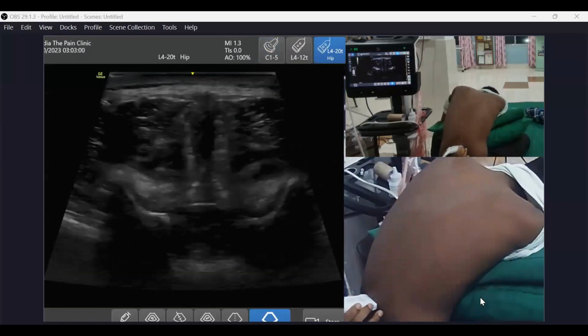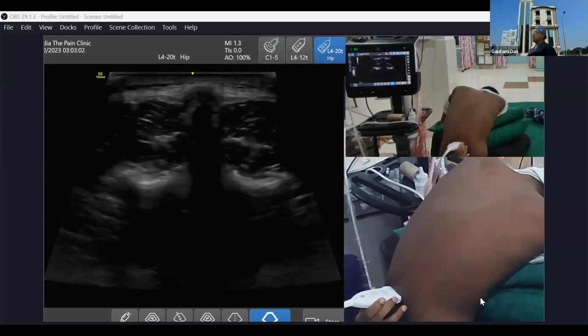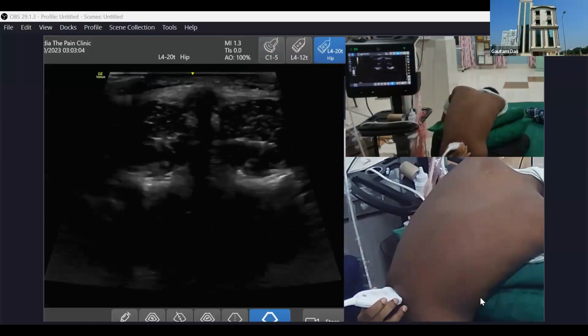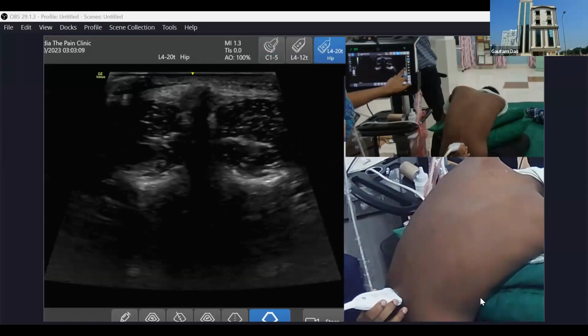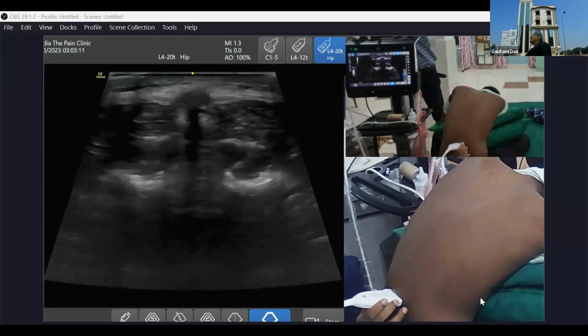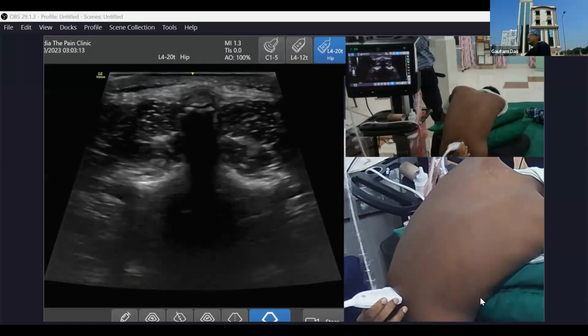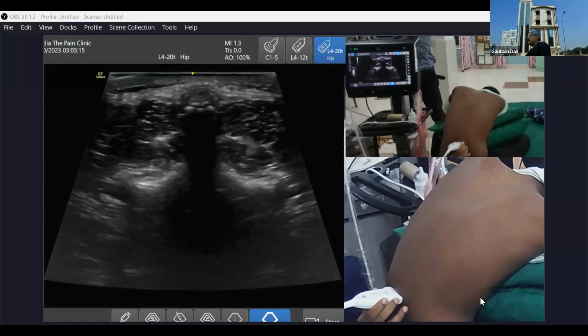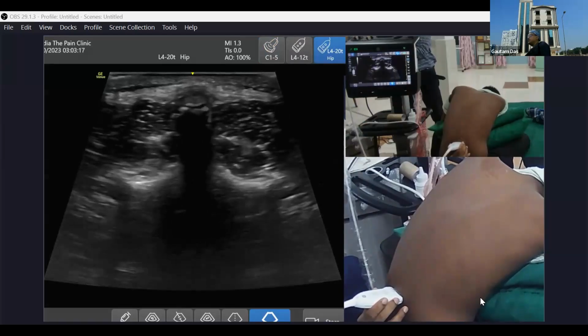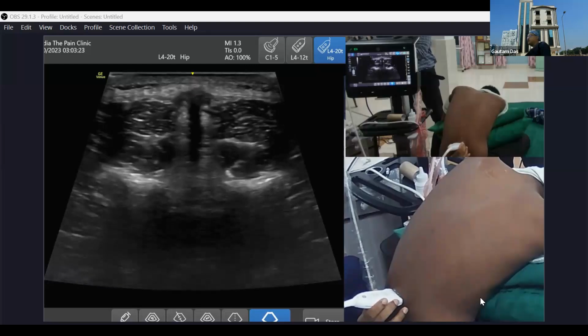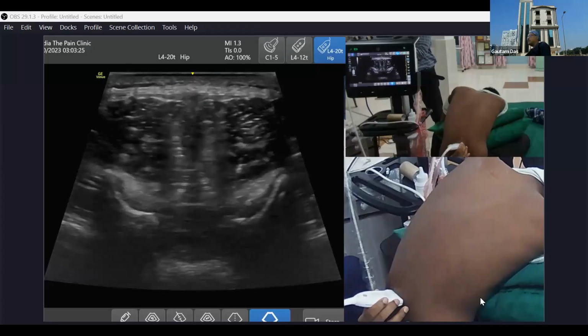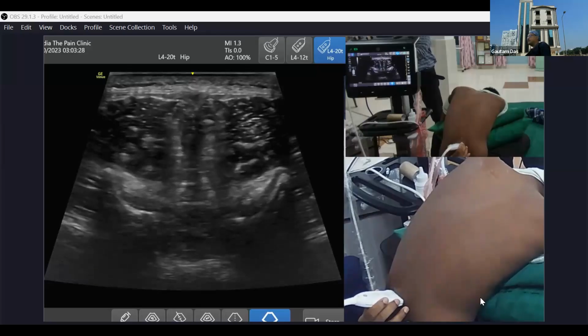Okay. Let me increase the gain a little bit. So when I am over the transverse process, the spinous process, we cannot see anything beyond. The middle is my spinous process, and I cannot see anything below. But if I'm coming in between the two spinous processes, then what is happening? I can see everything below.